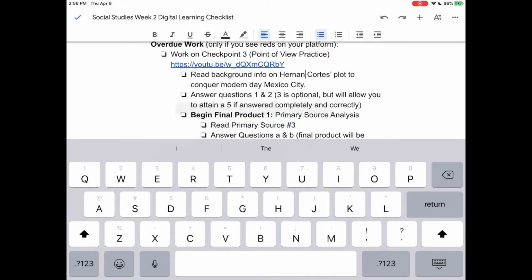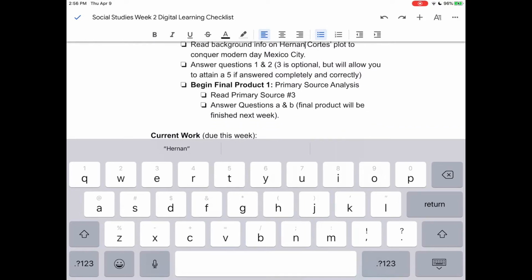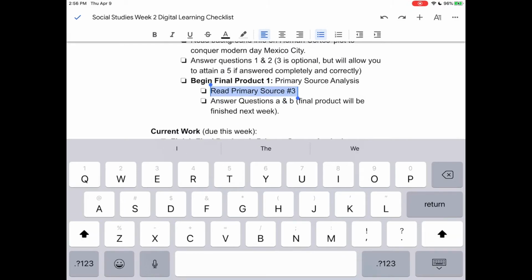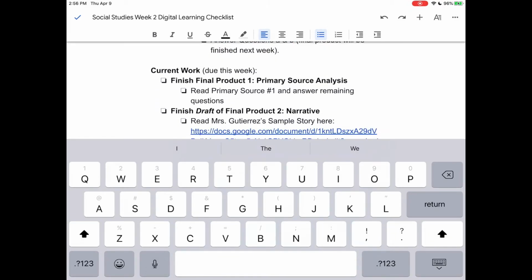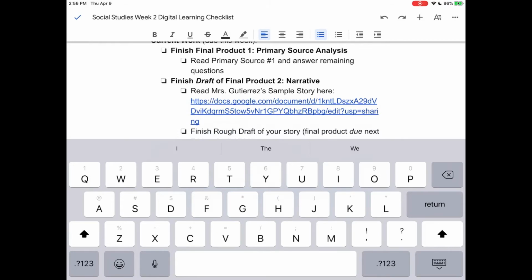And this was absolutely clear when we looked at Hernan Cortez's letter, as well as looking at the primary source number 3 that we read in our first final product. So with that review, we're going to look at the expectations for today. We're going to try to finish final product number 1, which is our primary source analysis, and then we're going to finish a rough draft of final product number 2.